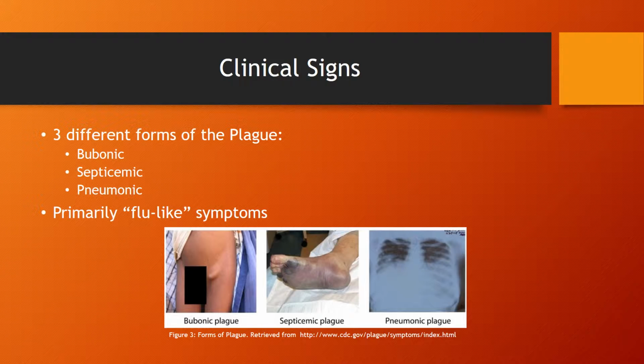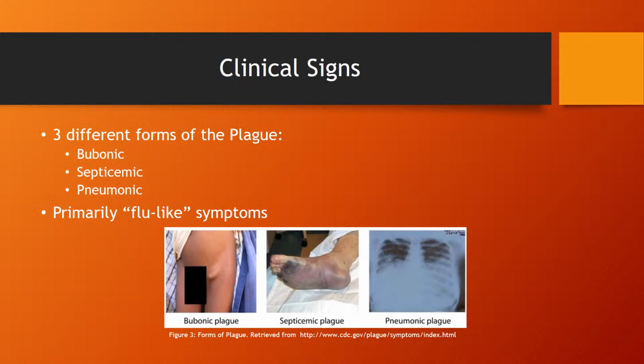The septicemic form means that we have a significant amount of a bacterial organism circulating through the blood. So we can end up with things such as gangrene or what looks like frostbite on this gentleman's foot. The pneumonic form is the least common form. However, it is the most deadly form. That was the one I was referring to previously as far as human-to-human transmission.